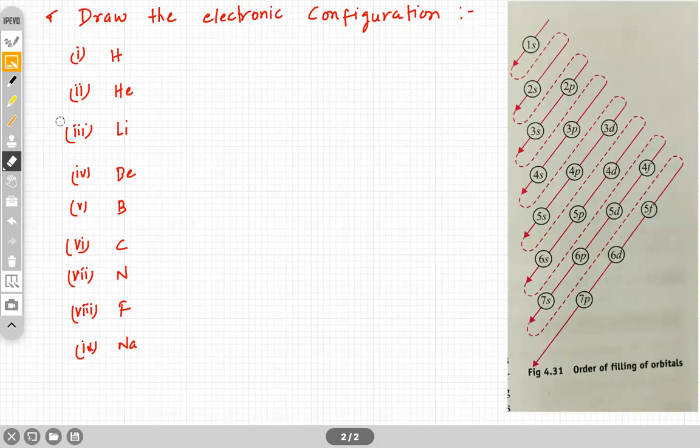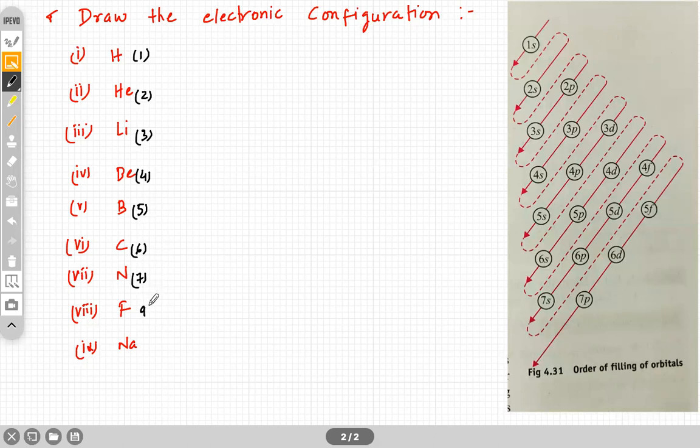Let it be. So, electronic configuration. The first thing we should know is the atomic number, right? Which is 1 for hydrogen, 2, 3, 4, 5, 6, 7, 9, and 11. The atomic number we have here. It's just the first thing we are discussing, Anurag.